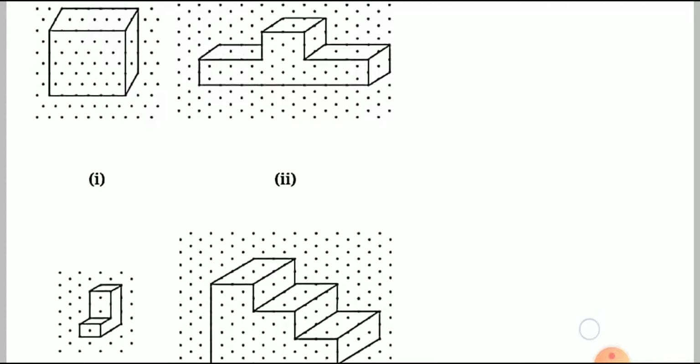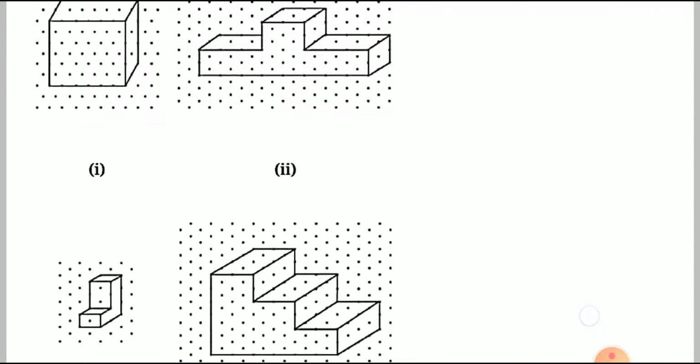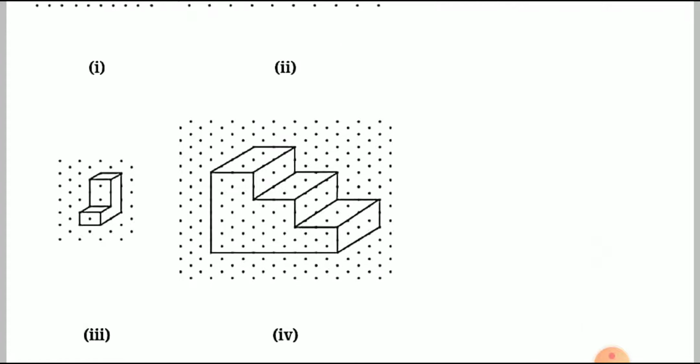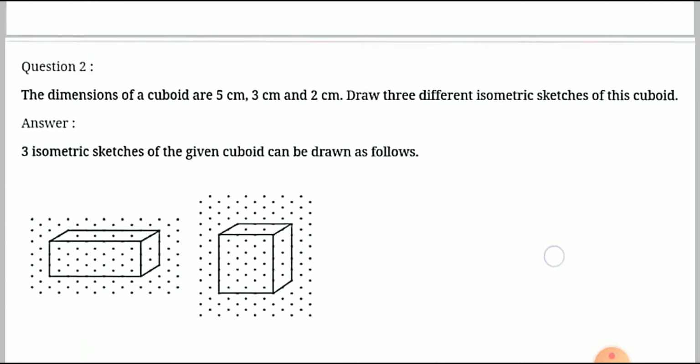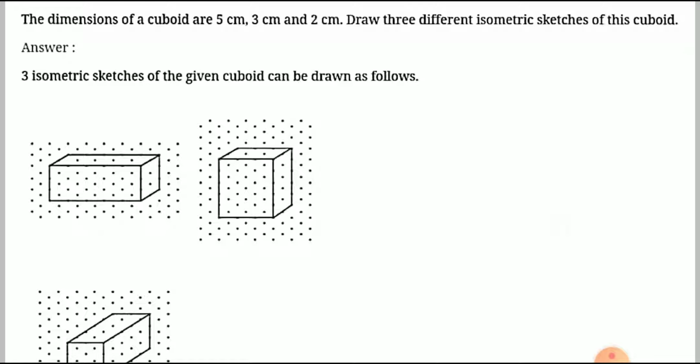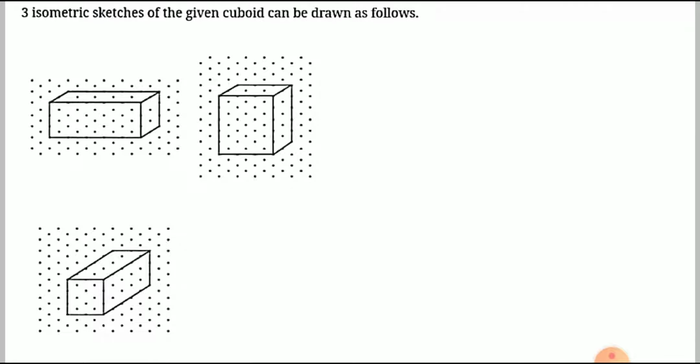So you can copy it. Now next, the dimensions of a cuboid are 5 cm, 3 cm and 2 cm. Draw 3 different isometric sketches of this cuboid. So here is the answer of this question, 3 different sketches.